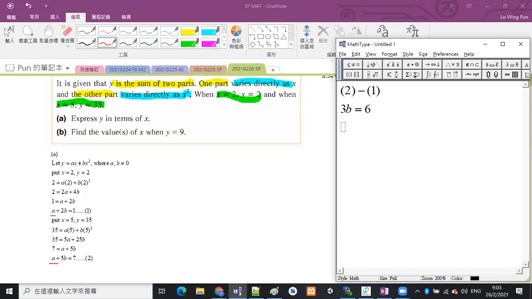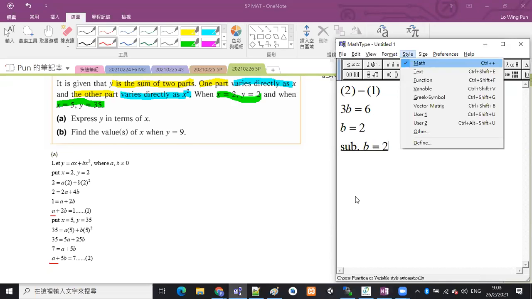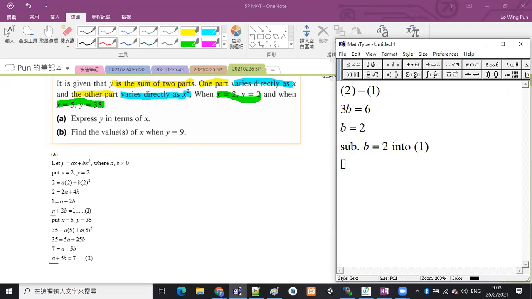Okay, and then we have 3b equals 6 and b is equal to 2. Okay, so that is very easy, right? And then we just substitute the value of b into equation 1. Okay, and then we have a plus 2b. A plus 2 times 2 is equal to 1. A plus 4 is equal to 1. So a is negative 3.